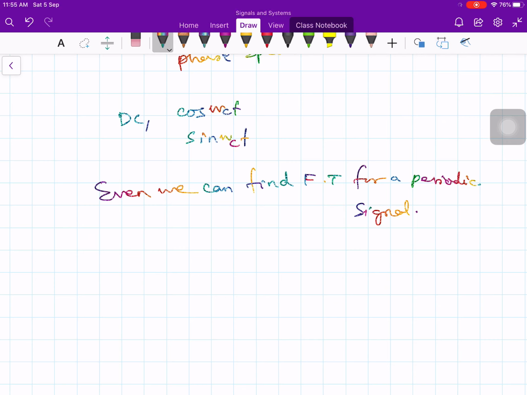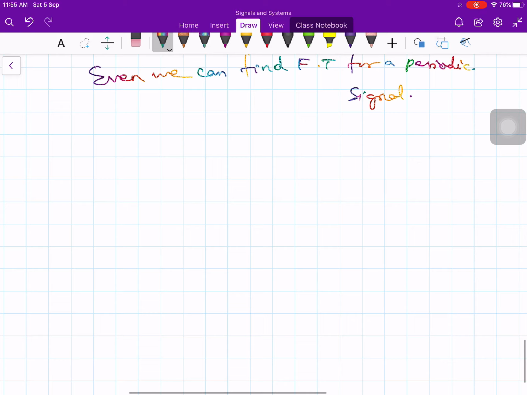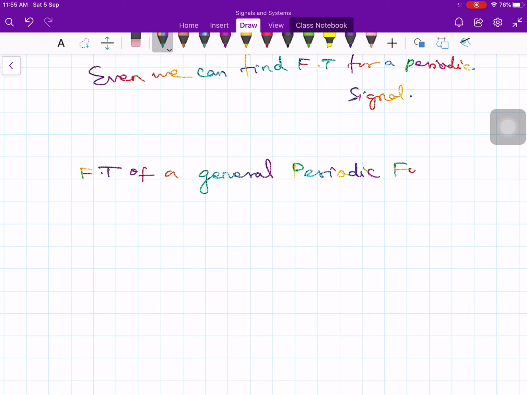Now let us see how it goes. The Fourier transform of a general periodic function. Suppose x of t is a periodic function.